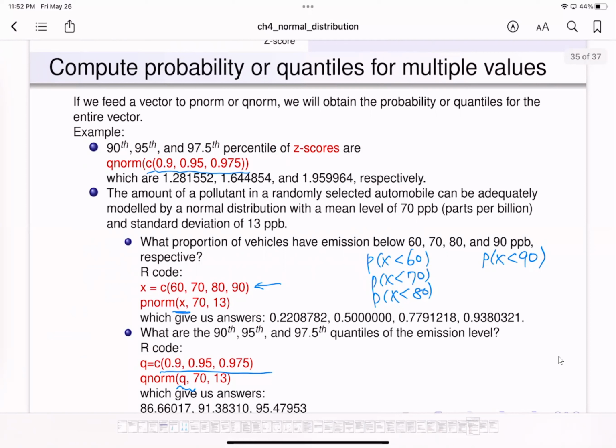The computation of normal probabilities can be done by pnorm. Pnorm is the probability to the left of the value. 1 minus pnorm is the probability to the right of the value. And the quantiles or percentiles from the normal distribution can be obtained with qnorm. These probabilities and quantiles, percentiles will be used frequently later on when we consider confidence intervals or do hypothesis tests regarding a population parameter. So that's all for this lesson.